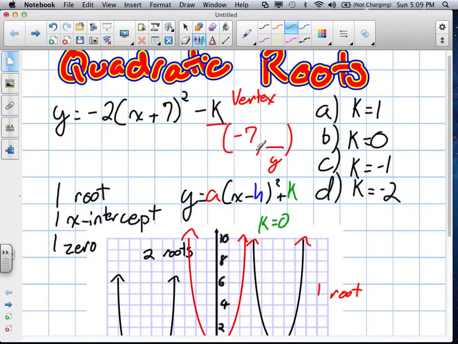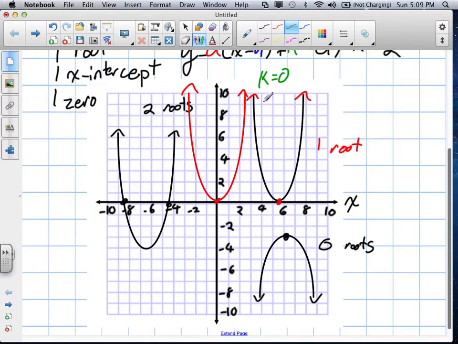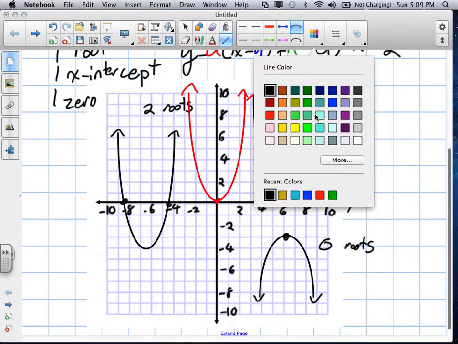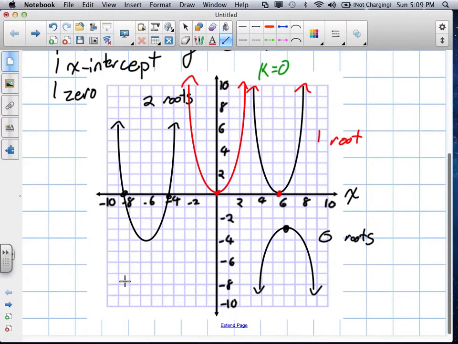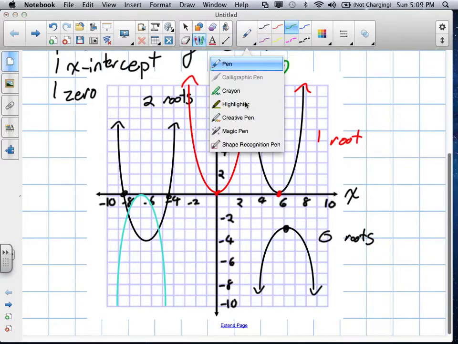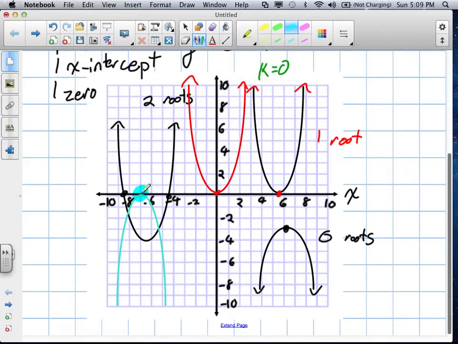We know that the vertex of this is at -7 and it's facing downwards and it's stretched. Okay, so we want a parabola. I'll change the color a little, make it blue. We want a parabola that's going to have the vertex at -7, right? And it's going to be a little stretched, something like that. And we want to just touch the x-axis, correct? Yeah. So if that's the case, I want this to be our one root. What will our k value have to be there?